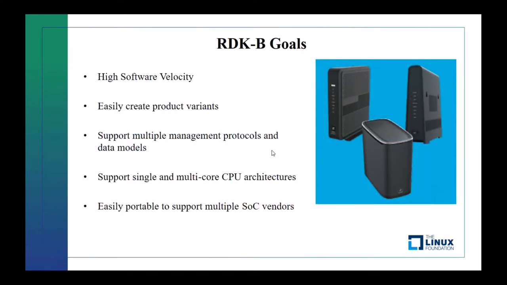Next is RDKB goals. The first one is high software velocity. The architecture supports plug-in component modules using Linux dbus, and teams can create components in parallel, and we can leverage open source within the architecture framework and within components also. Next one is easily create product variants. Yes, we can choose which components are needed for each product. And the architecture supports runtime service discovery and component registration.